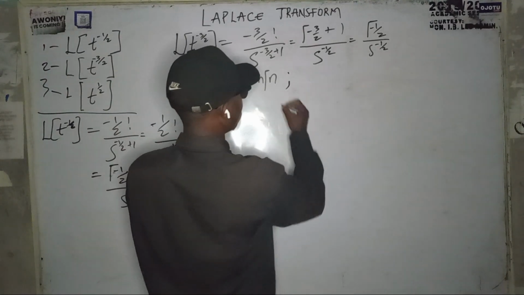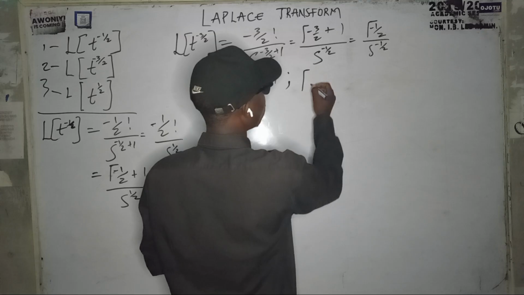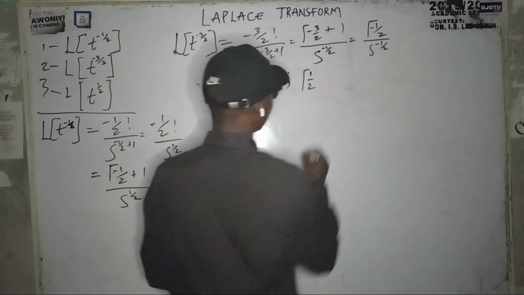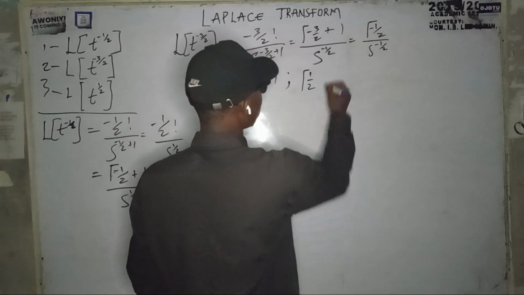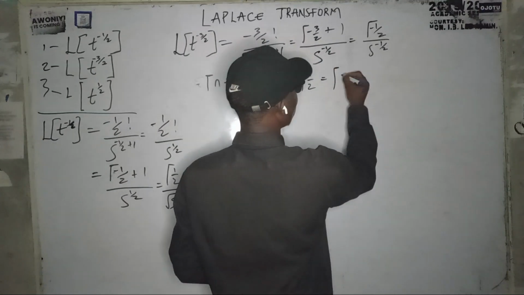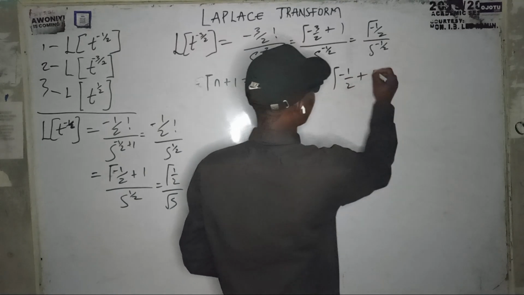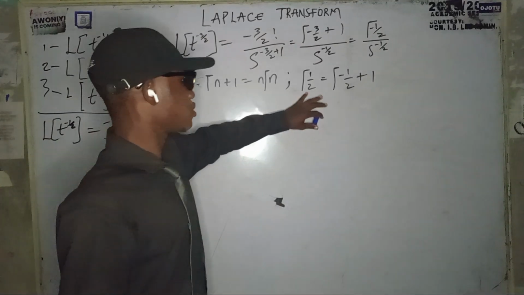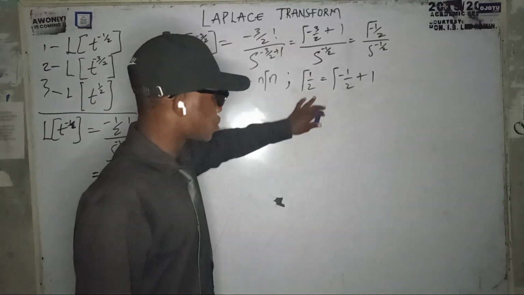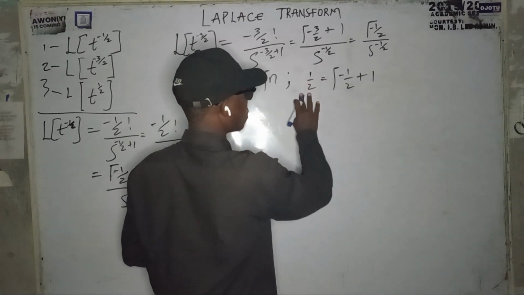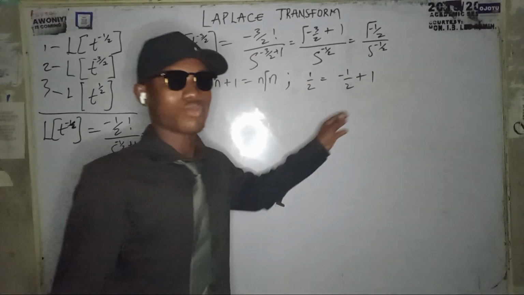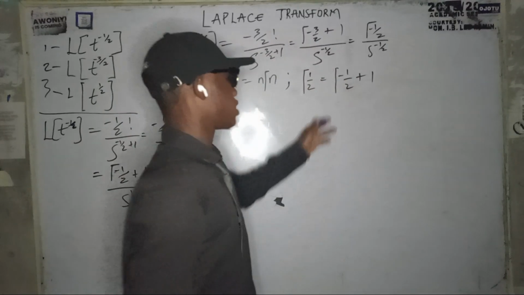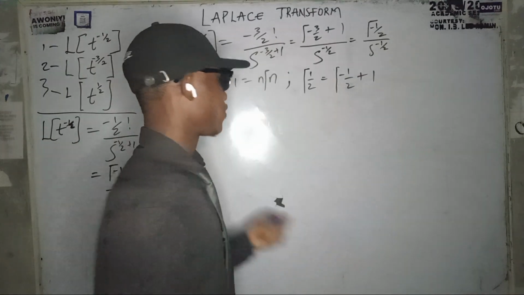We all know that the gamma function of 1 over 2 is equal to the gamma function of minus 1 over 2 plus 1. If you do the math, this is what you are going to get. Ignore the gamma function, just the 1 over 2 is equal to minus 1 over 2 plus 1. So we are getting an indirect answer by doing a little bit of factorization.